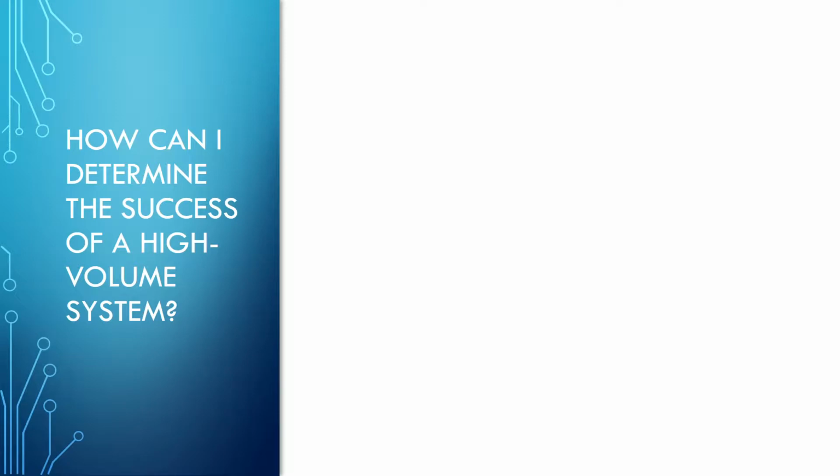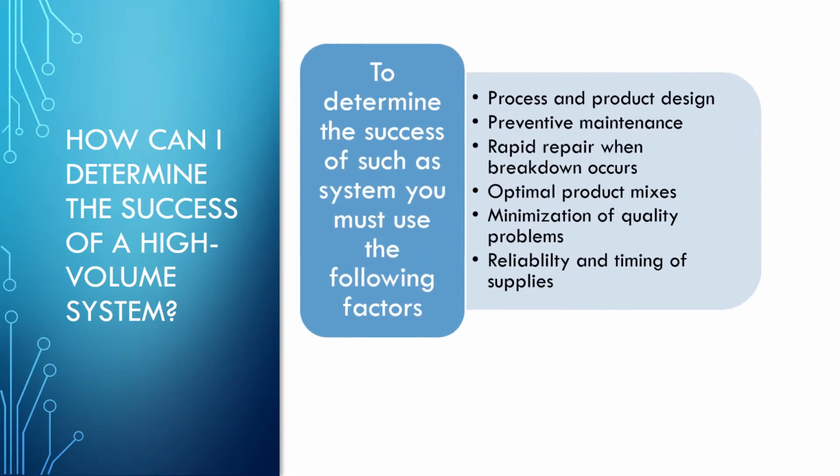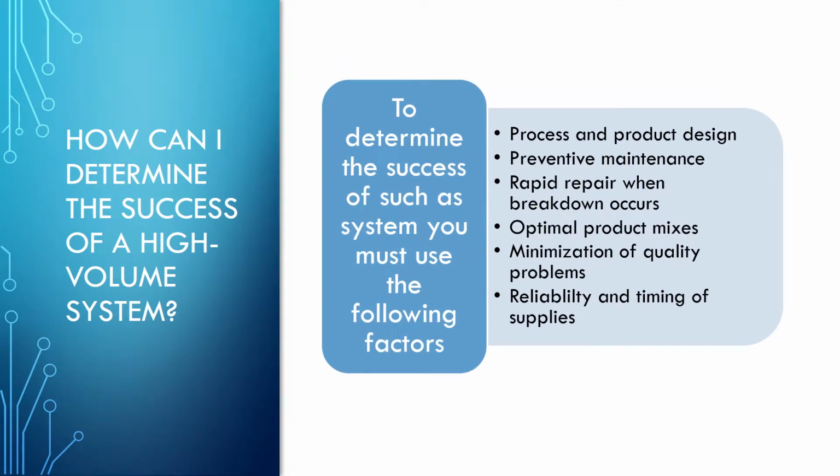How can I determine the success of a high volume system? To determine the success of such a system, you must use the following factors: process and product design, preventive maintenance, rapid repair when breakdown occurs, optimal product mixes, minimization of quality problems, reliability, and timing of supplies.